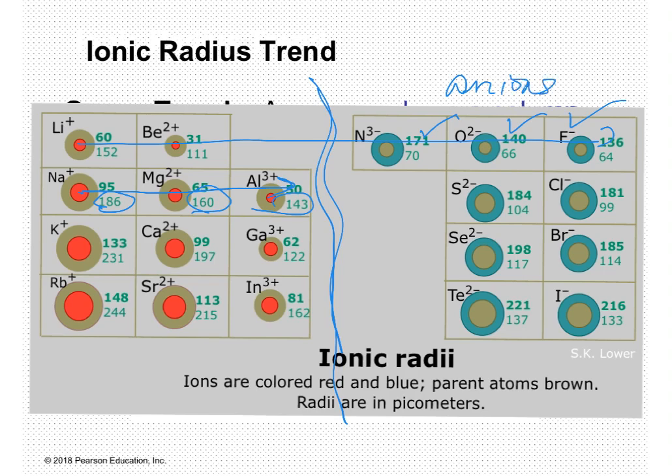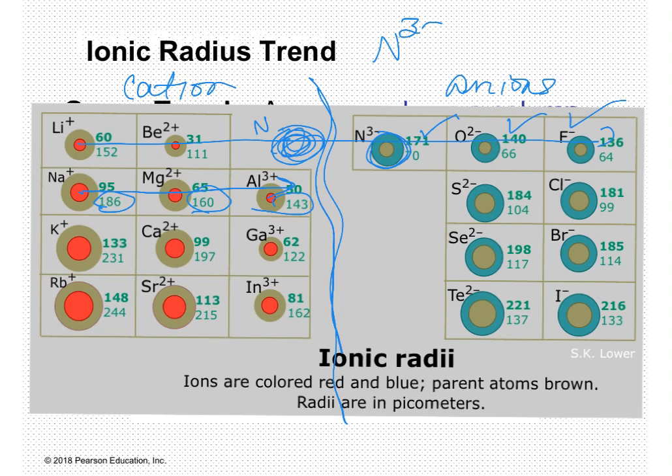And so when you add an extra electron, you increase electron-electron repulsion. So the nitrogen anion is larger than neutral nitrogen. Okay, whoops, neutral nitrogen would be smaller. I drew that about the same. So anions in general are larger than the neutral atom they come from.